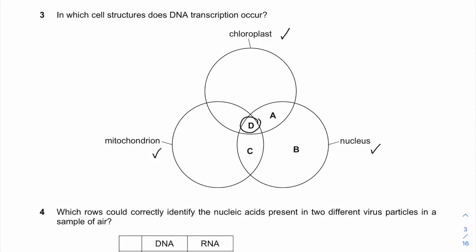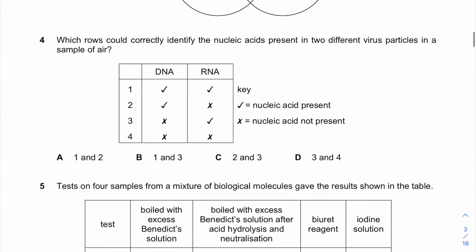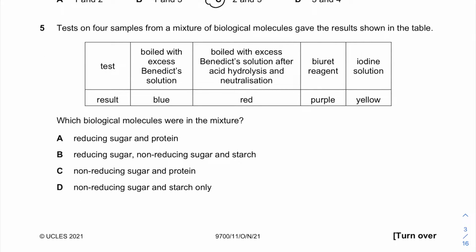Question number 4. Which rows could correctly identify the nucleic acids present in 2 different virus particles in a sample of air? Now for the genetic material of the virus, it would always be either DNA or RNA. So it is impossible to have both DNA and RNA at the same time. Therefore, our option is only 2 and 3. Your answer is C.